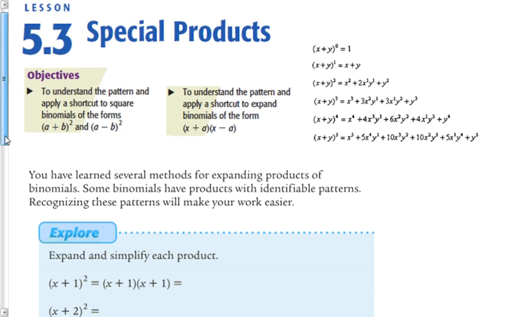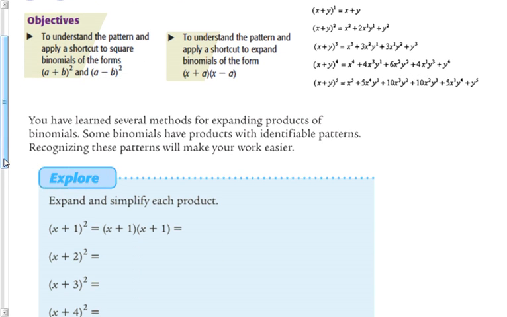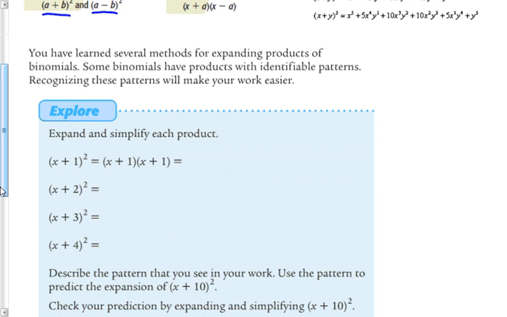To help you see this first one, what we're looking for is a pattern when we have a plus b, the quantity squared, or a minus b, the quantity squared. Notice that when we have x plus 1 squared, you want to think of that as the quantity x plus 1 times quantity x plus 1. So using the FOIL method, we get x squared plus the outside 1x and the inside 1x. We add those together and get 2x. And then the last two, 1 times 1 is 1.